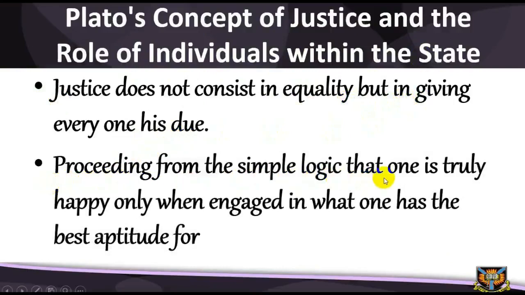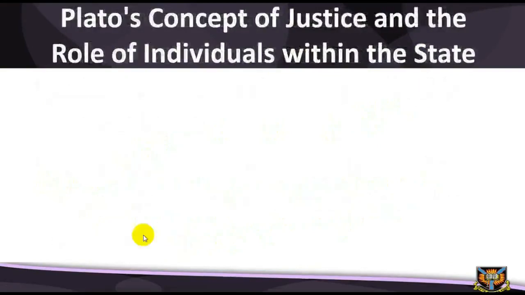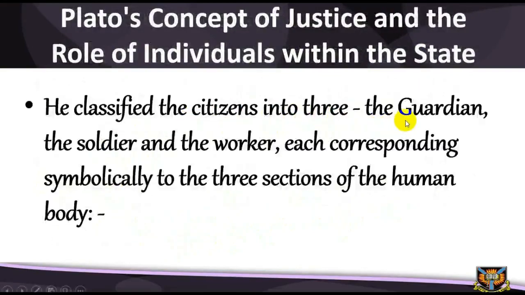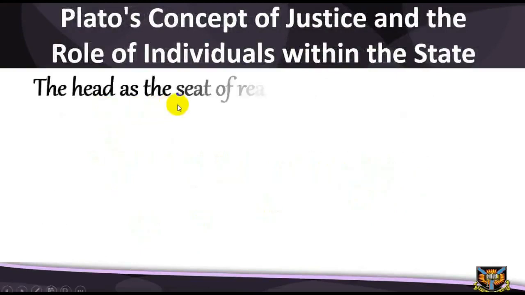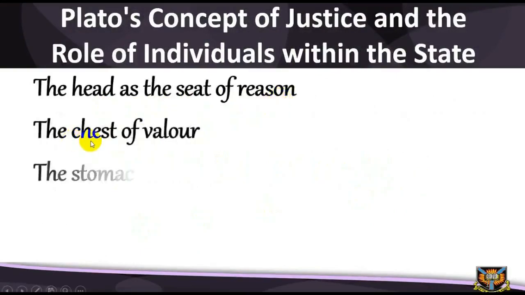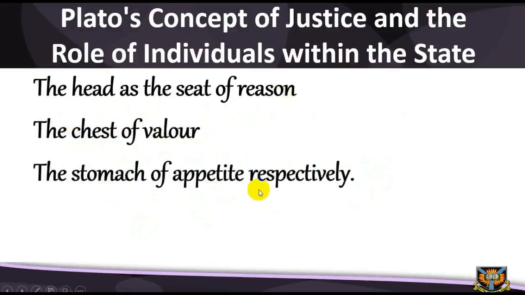Proceeding from this simple logic, that one is truly happy only when engaged in what one has the best aptitude for, Plato classified the citizens into three: the guardian, the soldier, and the worker, each corresponding symbolically to the three sections of the human body: the head as the seat of reason, the chest of valor, and the stomach of appetite, respectively.